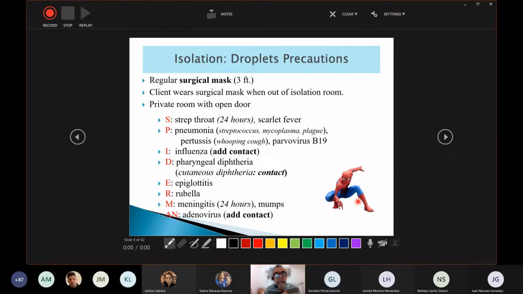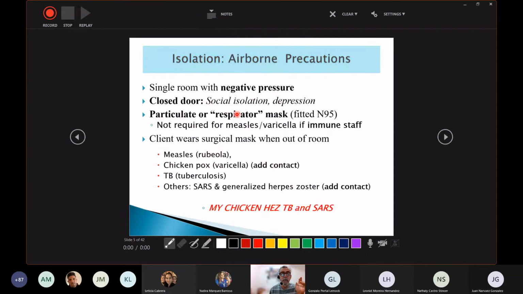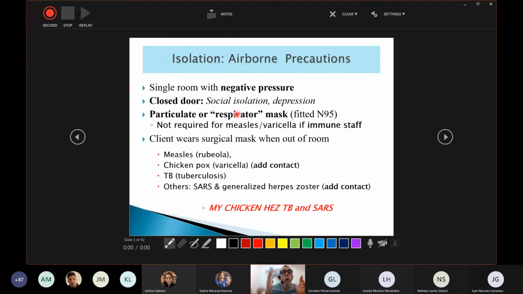In the case of influenza, because you need to add contact, you need to wear gowns and gloves, apart from the regular surgical mask when you enter. That's why it's so important to know that influenza and adenovirus need to add contact. But then I assume that we are adding standard to all three isolations, the three contact. It makes for complex infection control.